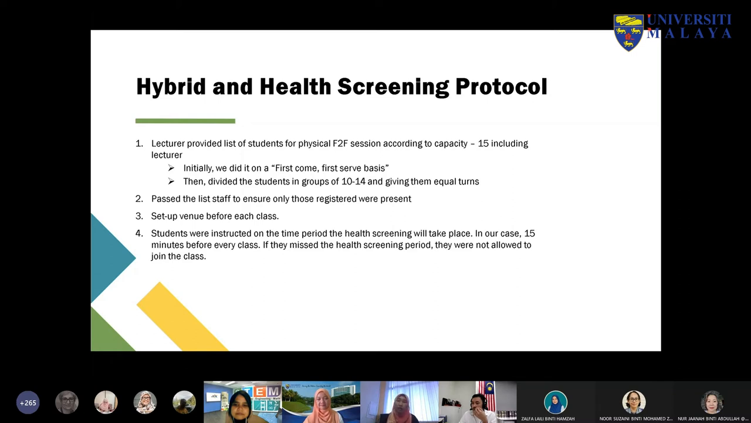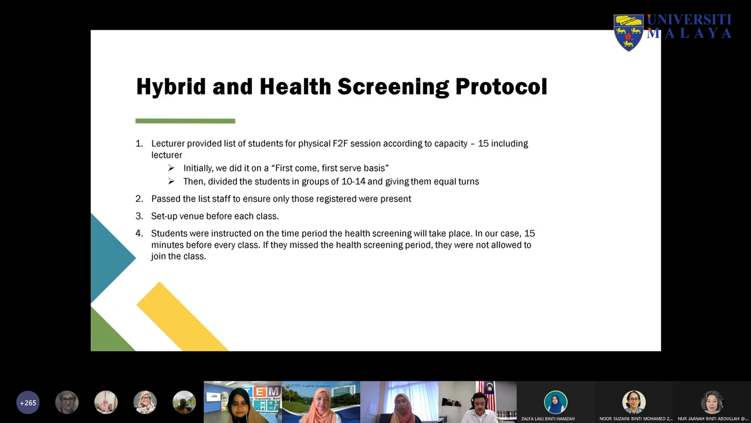So we then decided to divide the students into groups. That means every student is given an equal opportunity to attend the hybrid class, the physical class, in turns. So they know when they will be coming, in which week. I do have to share, we do not make it compulsory for the students to attend a physical class. But at least students were given the opportunity to attend the physical class.